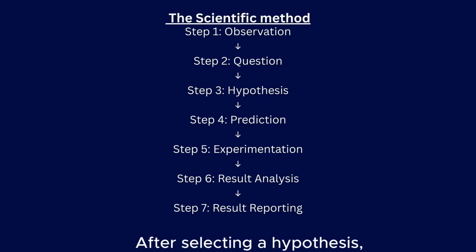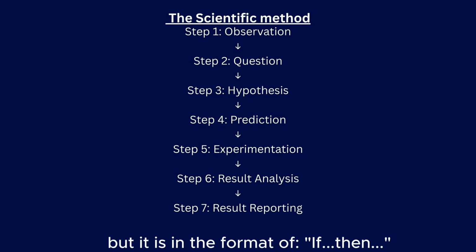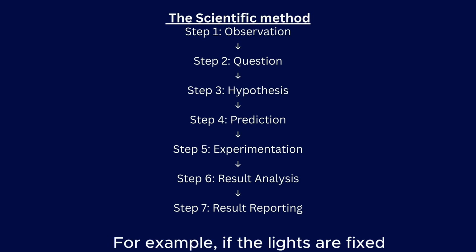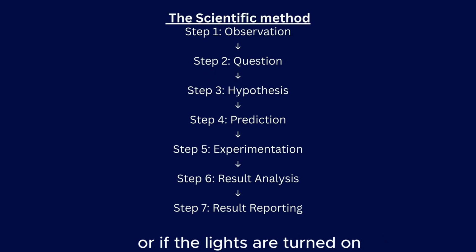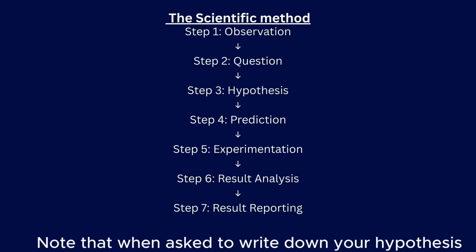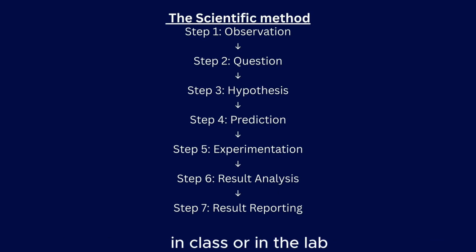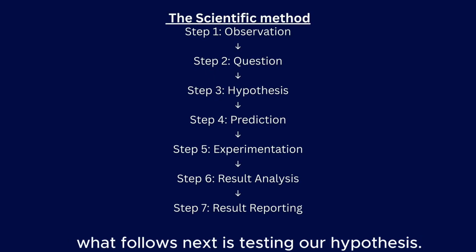After selecting a hypothesis, scientists make predictions. A prediction is like a hypothesis, but it is in the format of if, then. For example, if the lights are fixed, then the meeting room will no longer be dark, or if the lights are turned on, then the meeting room will no longer be dark. Note that when asked to write down your hypothesis in class or in the lab, this format is used, that is, if, then format.